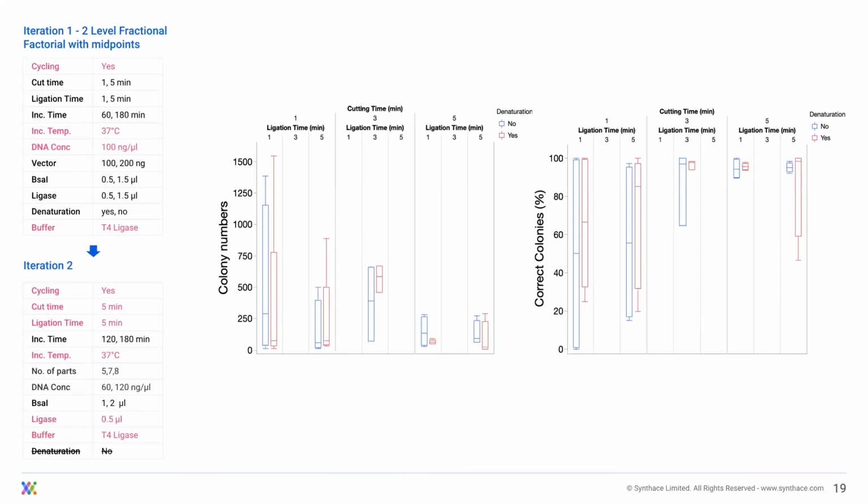We tried denaturation of these reactions before transforming them. Literature had identified that maybe that could improve the efficiency of the reactions. We didn't feel like it really gave us much difference at all across the experiment at the end of the day, so we actually dropped that as a factor. Again, we started fixing things like the ligase concentration. We weren't seeing an effect from that, so let's fix that at the lower level.